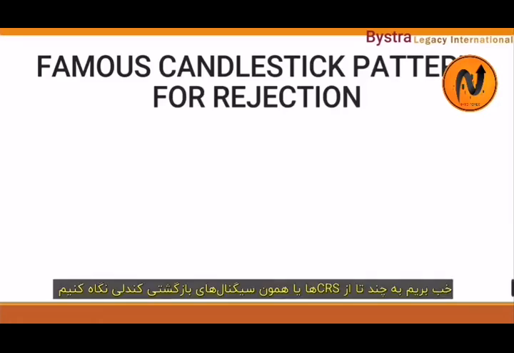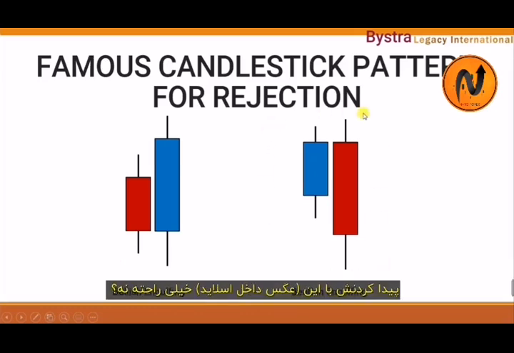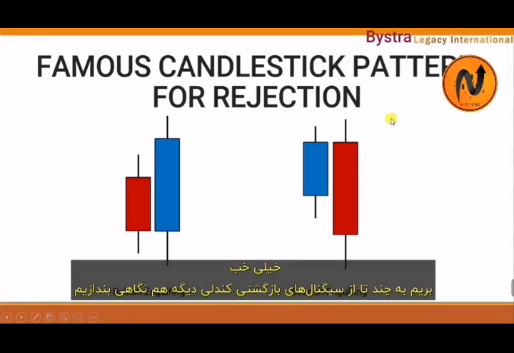So let's look at some of the CRS, the candlestick reversal signals. The most common and most famous candlestick reversal pattern that traders always use is the engulfing candle. We have learned the engulfing candle in the earlier class. This is the bullish engulfing and the bearish engulfing. It's very easy to spot with this, isn't it? Alright, so let's have a look at some other candlestick reversal signals.